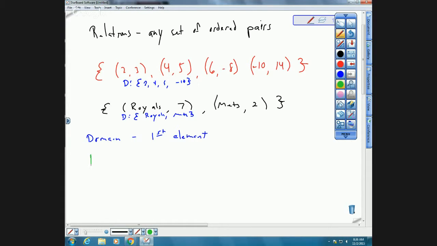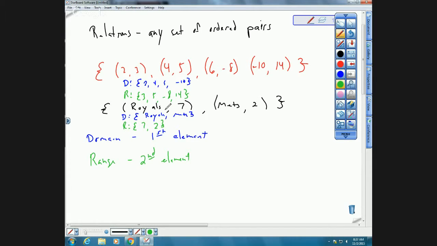The range is the second element. So the range is the second one. So this one would be what? 3, 5, -8, 14. And the range on this one would be 7 and 2. So domain is the first one and range is the second one.